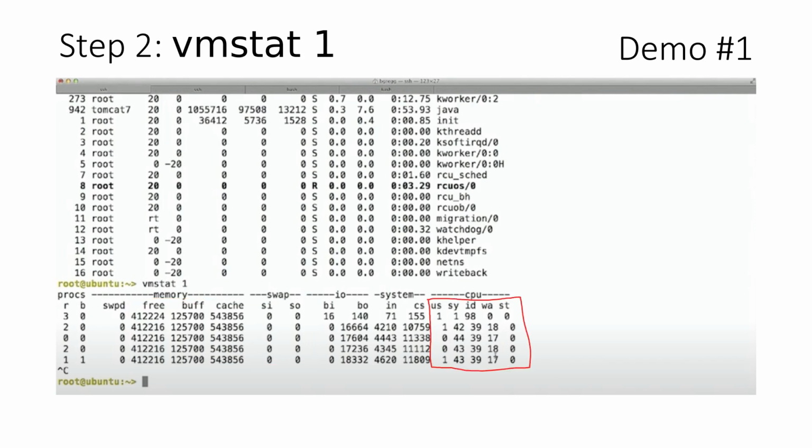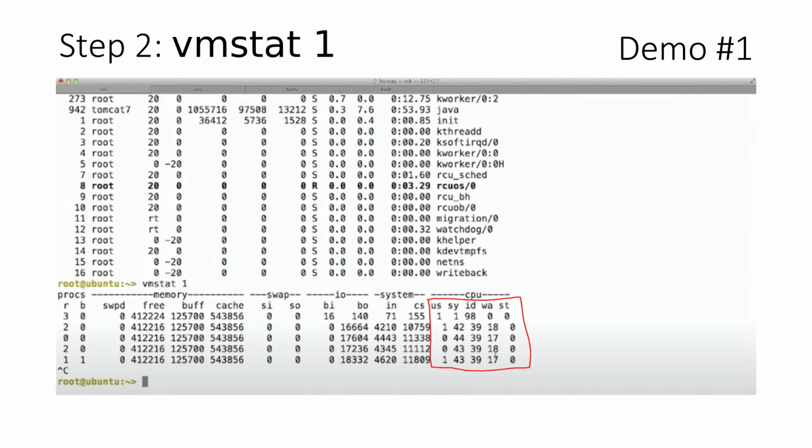Now let's look at the CPU columns. The columns stand for user time, system time, idle time, wait IO time, and stolen time. The results here mirror the output from top. Our system time utilization is high, while our user time is low. So it's unlikely that our CPU utilization is saturated.